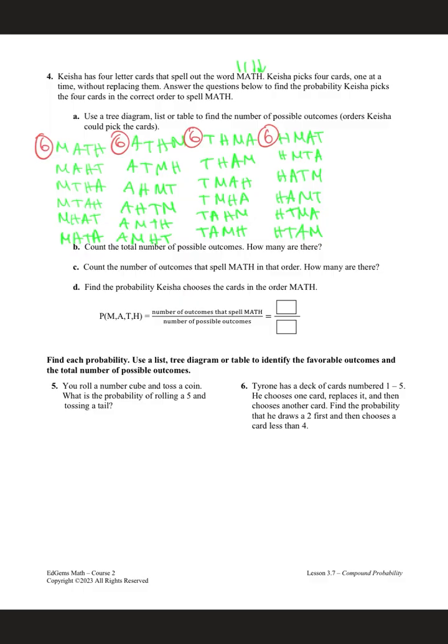So count the total number of outcomes. How many total outcomes are there? There are a grand total of 24 outcomes, because 6 plus 6 plus 6 plus 6 is 24. It says count the number of outcomes that spell math. So out of all of that, how many are there? There's only one. All that work for one outcome, but there you got it. So the number of outcomes that spell math, there's one out of how many total? That's 24.